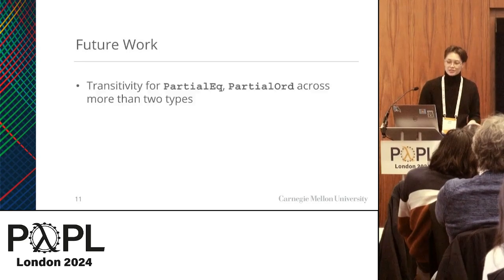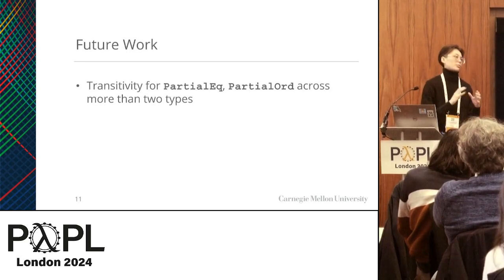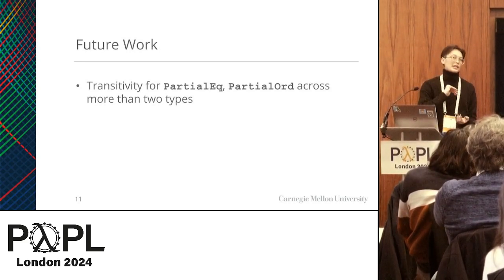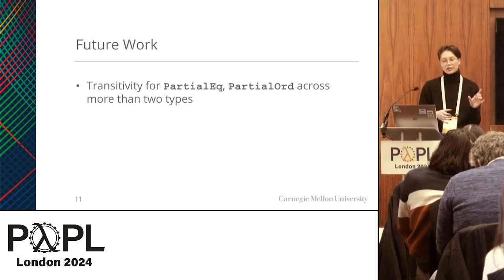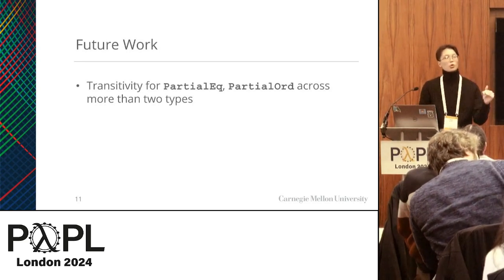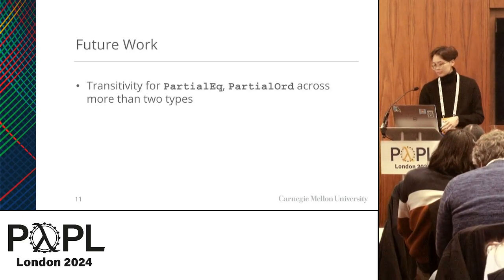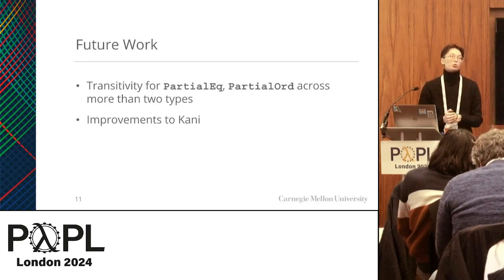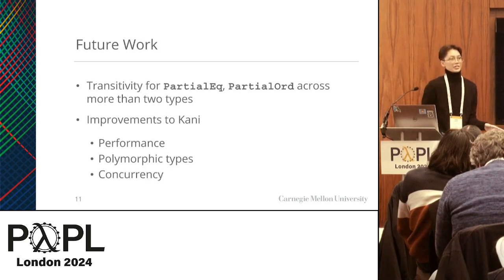So for future work, we would like to create transitivity for partial equality and partial order across more than 2 types. Within a specific instantiation of either of these, you can only declare it between 2 types. This tool currently only looks at 1 instantiation at a time, but if you declare it for 3 or more types across multiple instantiations, it needs to be transitive across all of them. Also, our tool is limited by the capabilities of Kani. Kani currently has problems with performance on large crates. With polymorphic types, it needs a specific instance, and it has issues with concurrency as well.